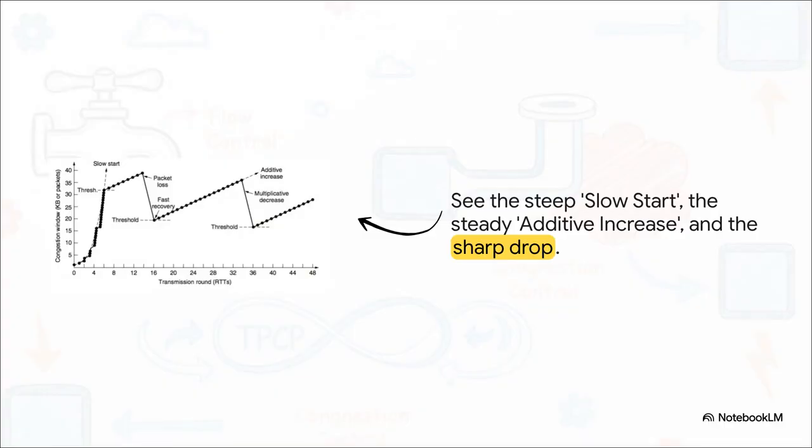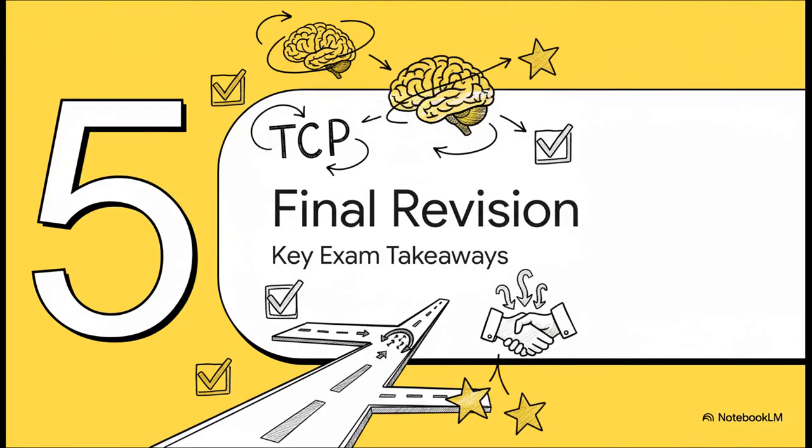Now look at the graph again. You can see the story perfectly, can't you? See that really steep curve at the very beginning? That's the fast exponential growth of slow start. Then notice how it changes to that gentler, steady upward slope. That's the cautious one step at a time increase. And then, bam, that huge sharp drop. That's TCP hitting the brakes when it detected a problem. It's this constant dance of pushing the limits and then backing off that keeps the entire internet working for all of us.